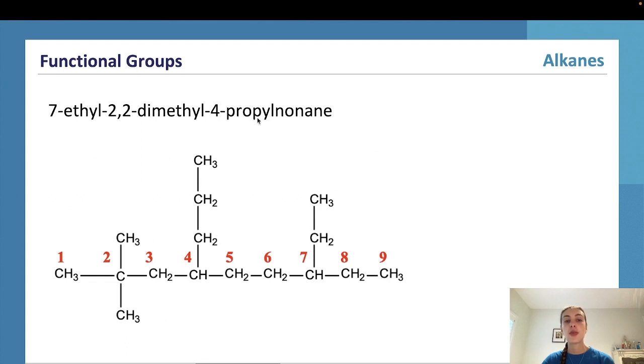The next one is saying 4-propyl. So it's saying we've got a 3-carbon chain long branch on the 4th carbon along the chain. So we can go 1, 2, 3, 4. And we can see we've got 1, 2, 3 carbons branching off the 4th carbon along the main chain. And so this here would be our propyl group, because it's like a propane chain, being 3 carbons long, except it's branching off, so it's a propyl group. So hence we end up with 7-ethyl, 2,2-dimethyl, and 4-propyl, and then nonane being the entire length of the main chain.